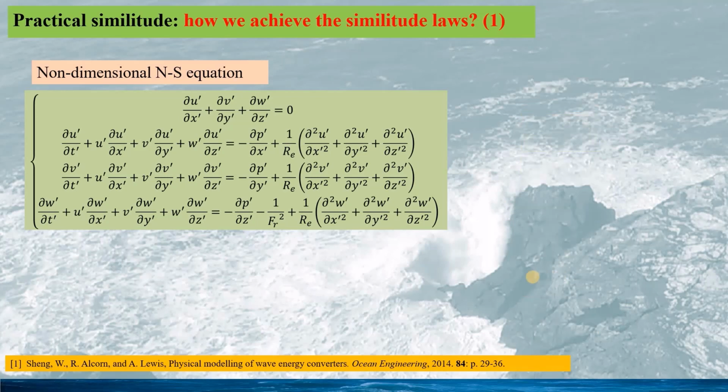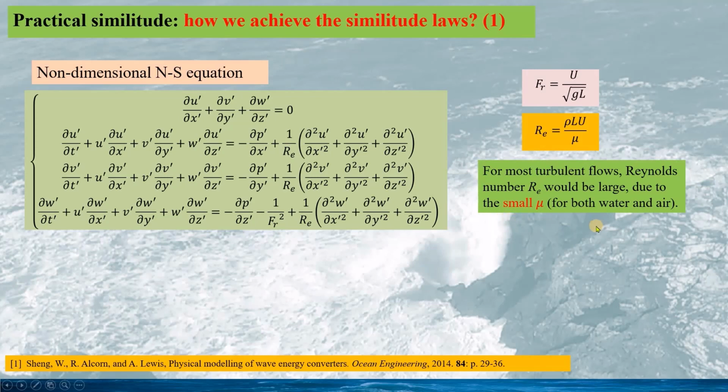In this slide, we will examine the practical similitude, on how we can achieve this in practical applications. Look at the non-dimensional Navier-Stokes equation. We can see we have two non-dimensional parameters in the equation. That is, the Froude number and the Reynolds number, defined in this formula.